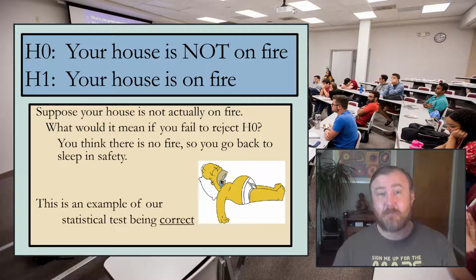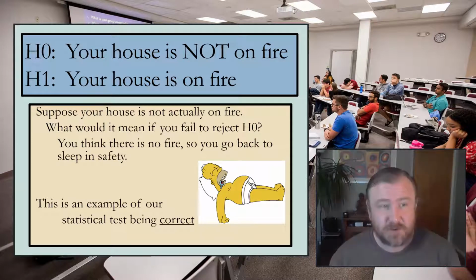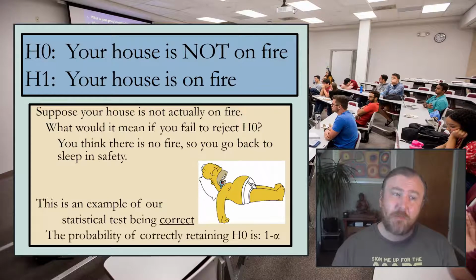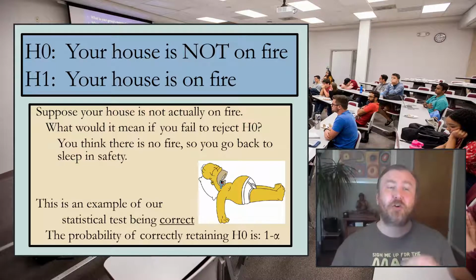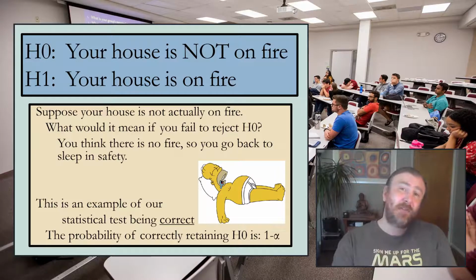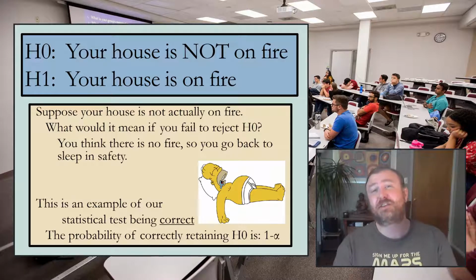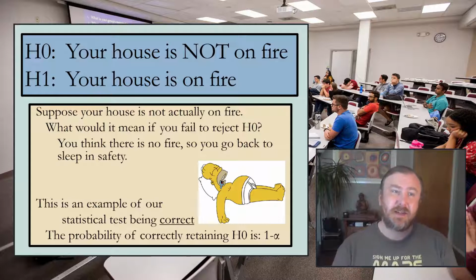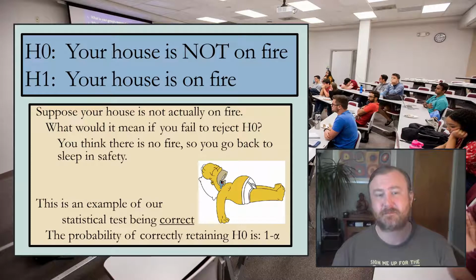In that sense, if your house is not actually on fire, you're correct. And so this is an example of our statistical test being correct. The probability of correctly retaining or failing to reject the null is 1 minus alpha. So if we set alpha as the default level of 0.05, that means that 95% of the time this is going to be the case.